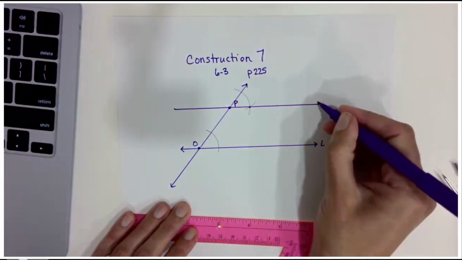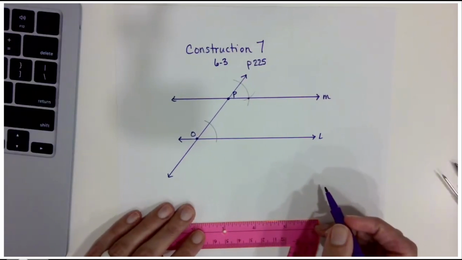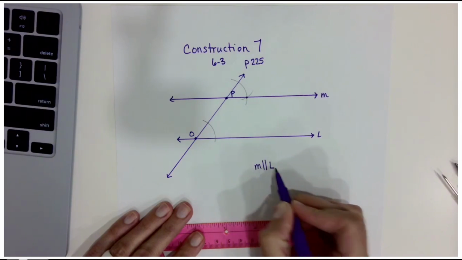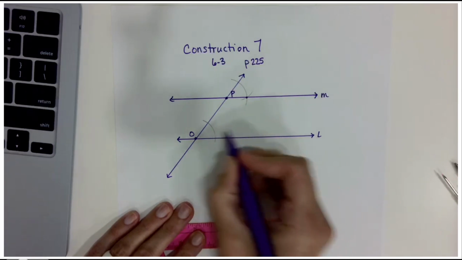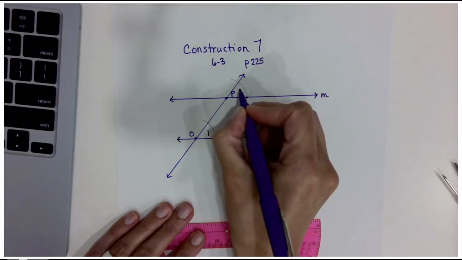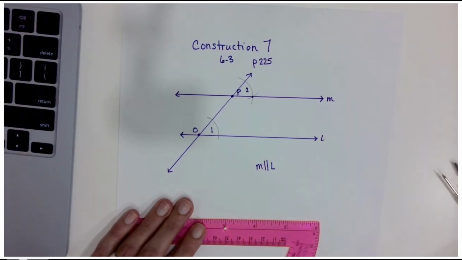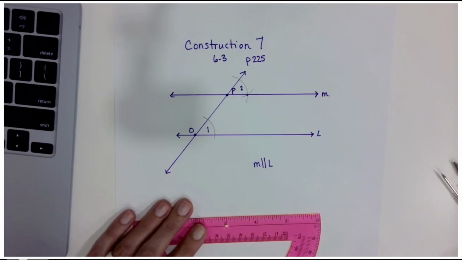I will name this line M. And I know that these are parallel lines. Line M is parallel to line L because they have corresponding angles. This is the same measurement as this is. These are corresponding angles. Awesome. That's construction 7. Make sure you do that along with me or right now.